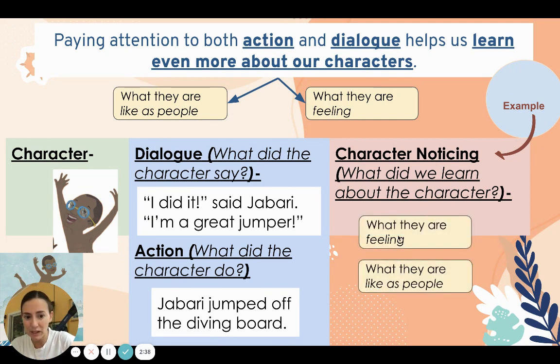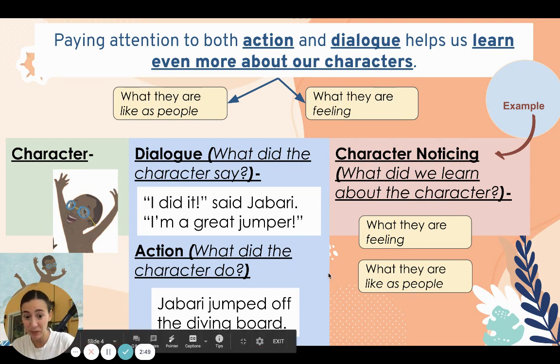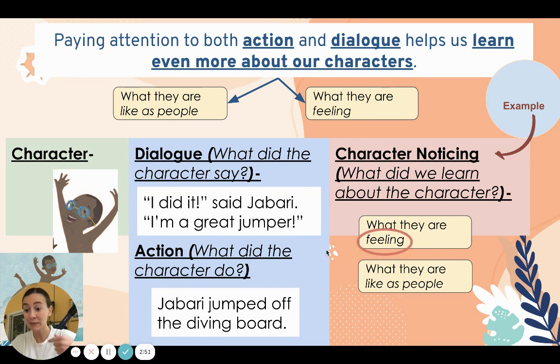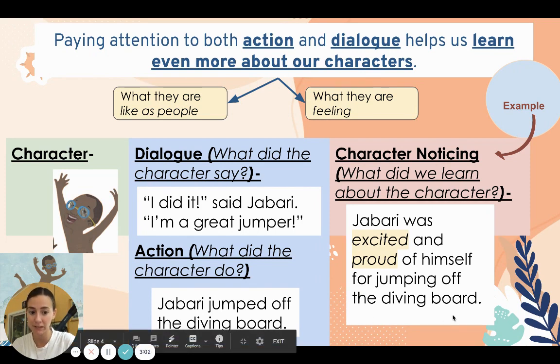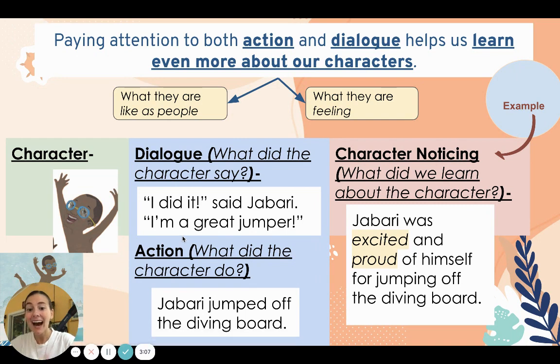Does anyone notice what Jabari could be feeling based on what he's saying? I did it! I'm a great jumper! Does anyone notice what Jabari is like as a person? I'm noticing a feeling. I think Jabari feels excited. He was excited and proud of himself for jumping off the diving board. I figured this out because he said, "I'm a great jumper." He thinks he's a great jumper. That means he's probably proud. Okay?